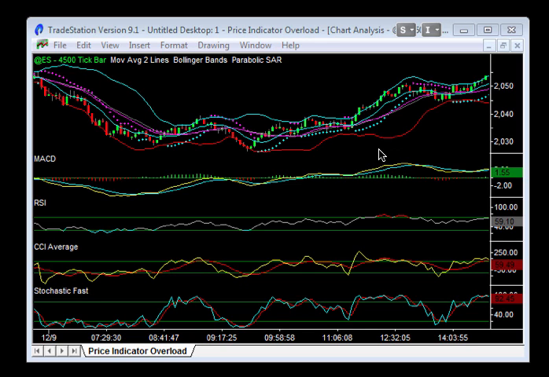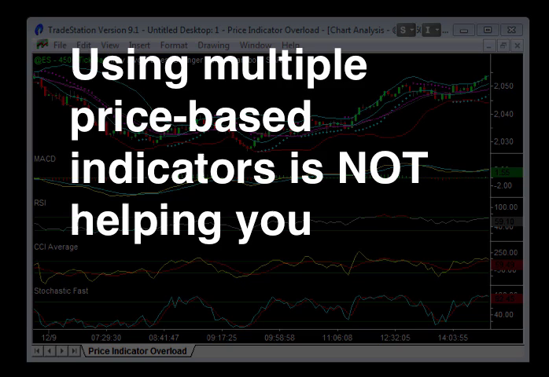The problem is all of these indicators are based on price, and when one goes up they all go up, when one goes down they all go down. They're all correlated. You're getting no new information by adding extra price-based indicators. You're just cluttering up your charts.